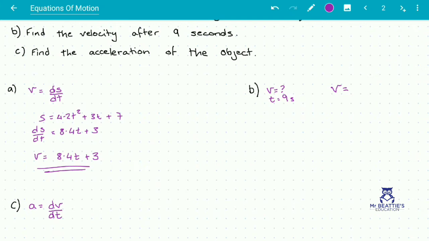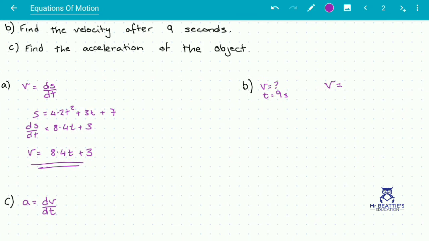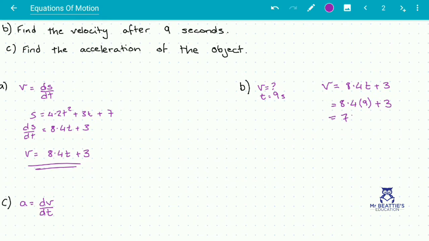Okay. Part B says to find the velocity after 9 seconds. Well, this equation we've just worked out is our equation for velocity, so I'm going to write this up for part B. And so it's 8.4 t plus 3. And what we're going to do is just substitute t into that equation. So it's going to be 8.4 times 9 plus 3. Okay? And all you have to do is pop that into your calculator. 8.4 times 9 plus 3. That's 78.6, is our velocity.